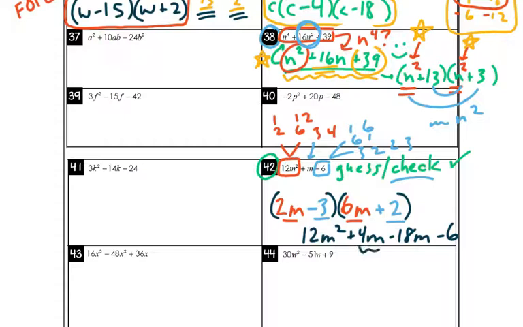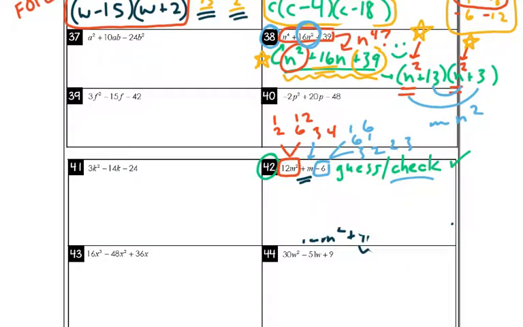But the most important is look at that inner term. That's 4 minus 18 is -14. Is that what I have up here in the original? No. All right, so we tried, we checked, we didn't get it right, so we have to start all the way over. So there wasn't a lot of thinking involved, but it could just take several tries until you get the right one.